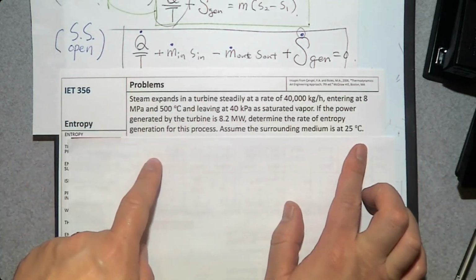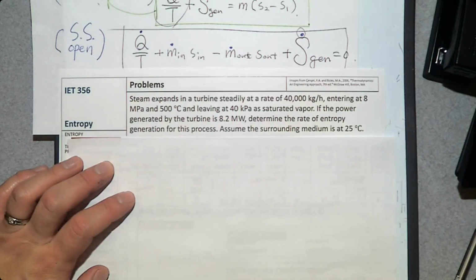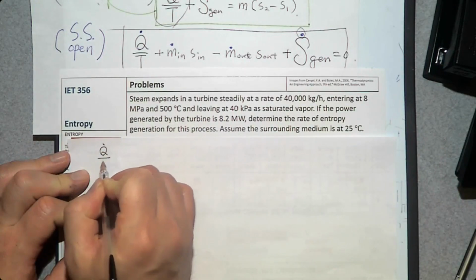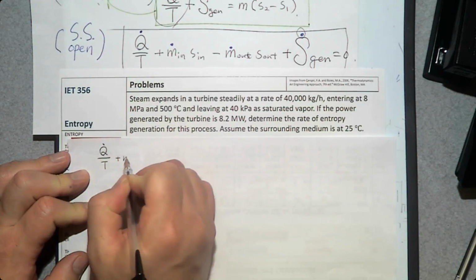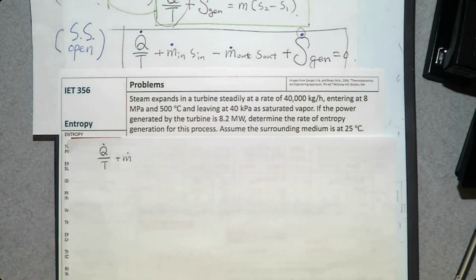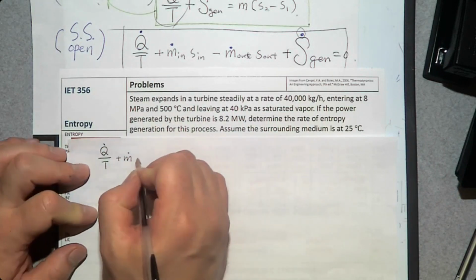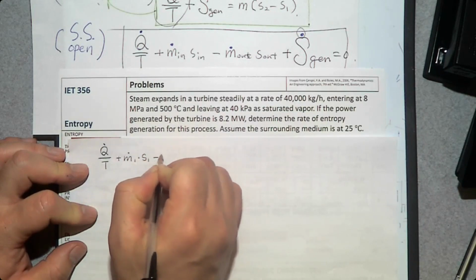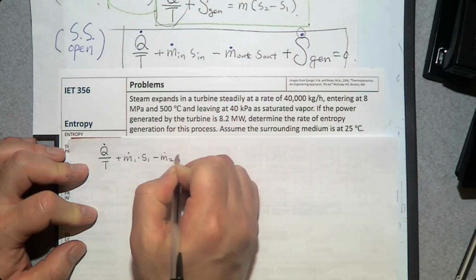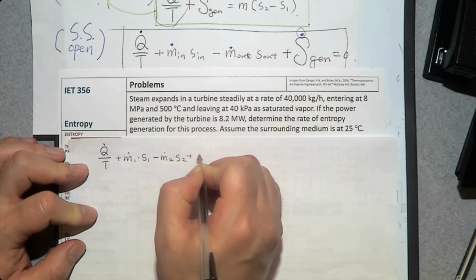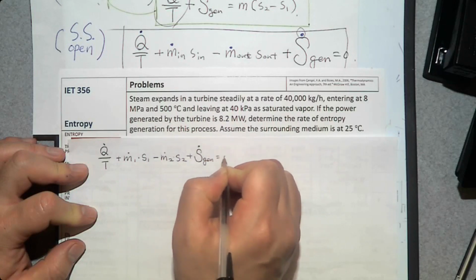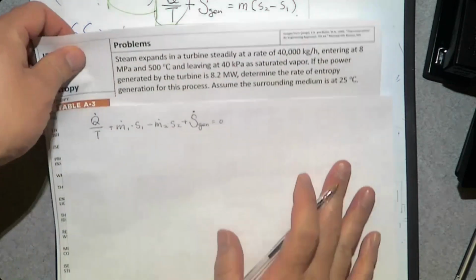So let me write this energy balance equation here. Q dot over T plus m dot at the inlet. I'm going to say inlet is number 1, exit is number 2. So m dot 1 s1 minus m dot 2 s2 plus the rate of entropy generation, S dot gen, is 0. So that is our governing equation.